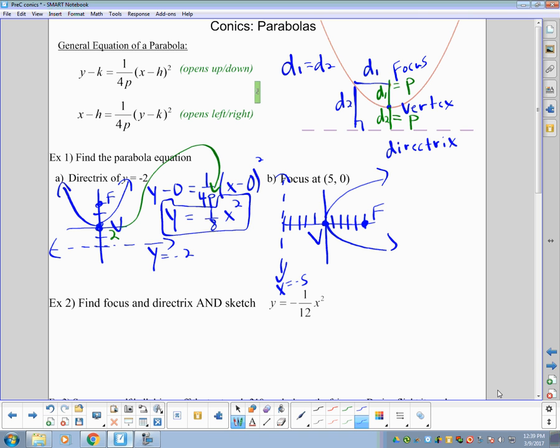What's the arrow pointing to? The p. So p equals what? 2. Why? Because that's the distance from here to here.